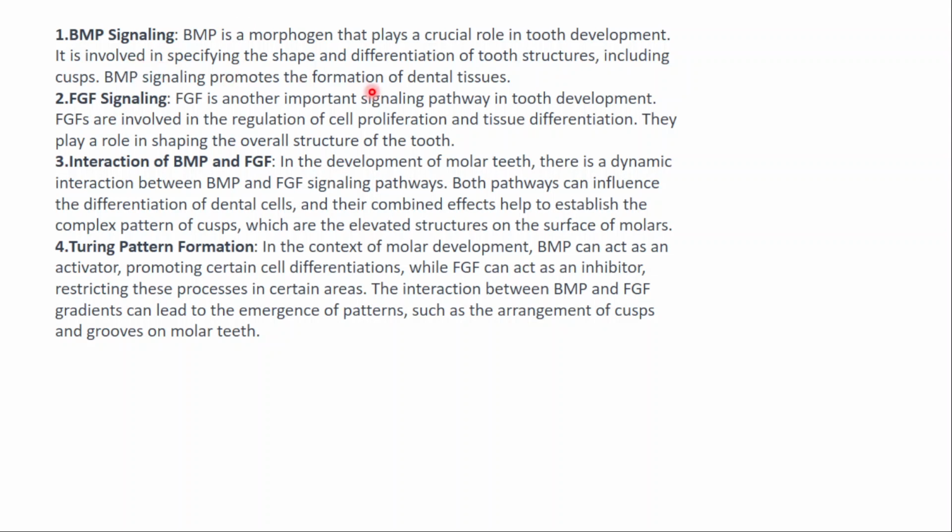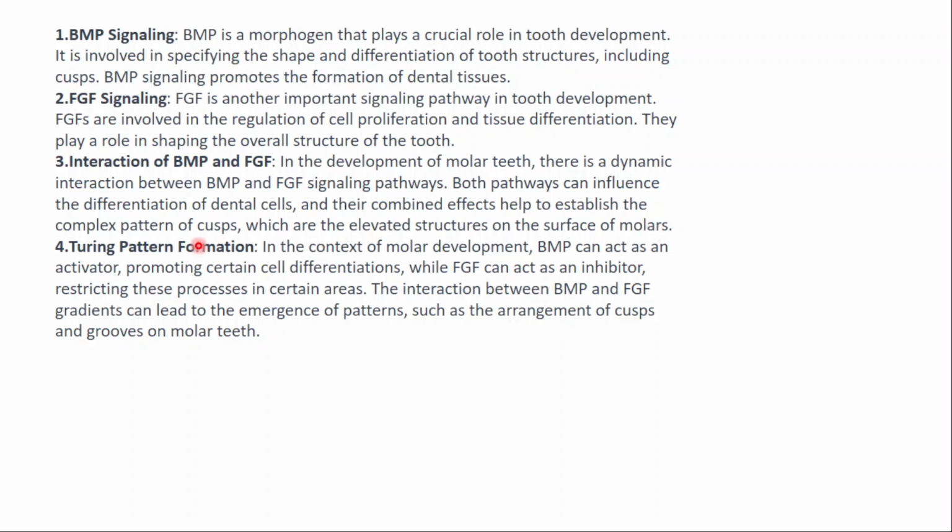BMP signaling promotes formation of dental tissues. And FGF signaling is another important signaling involved in regulation of proliferation and tissue differentiation. They play a role in shaping the overall structure of the tooth. In the development of molar teeth, there is a dynamic interaction between BMP and FGF. Both pathways can influence differentiation of dental cells, and their combined effect helps to establish a complex pattern of cusps, which are elevated structures on the surface of molars. So these elevated structures and depressions that I was talking about are present on the surface of molar.